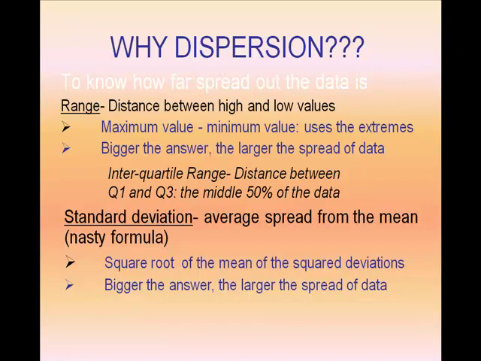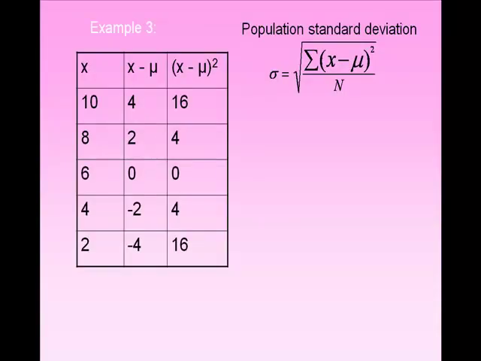So let me show you whatever that means. In an example, the X are my data pieces. I need the mean to come up with the standard deviation. The mean here, add 10 plus 8 plus 6 plus 4 plus 2 and divide by 5. Mu equals 6. In the next column, I subtract X minus mu.